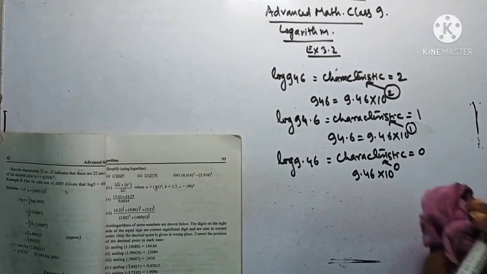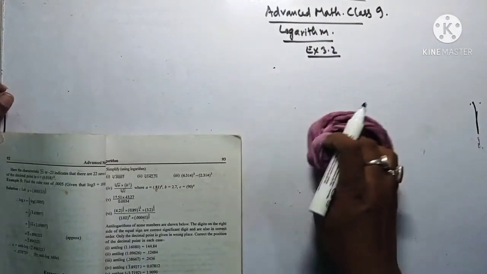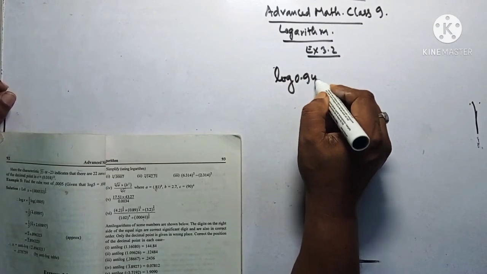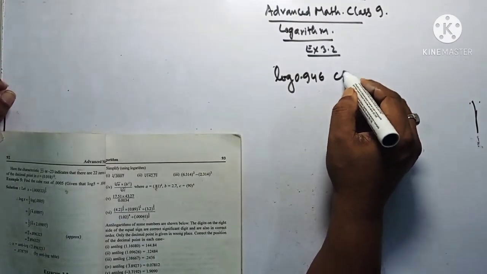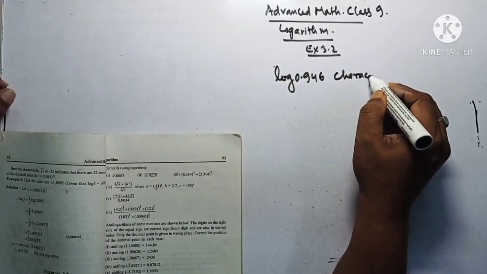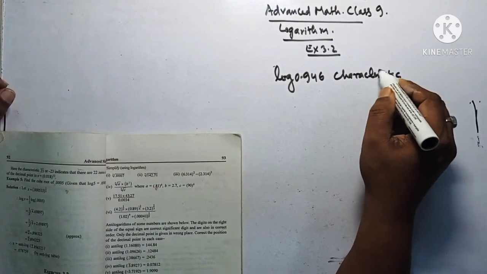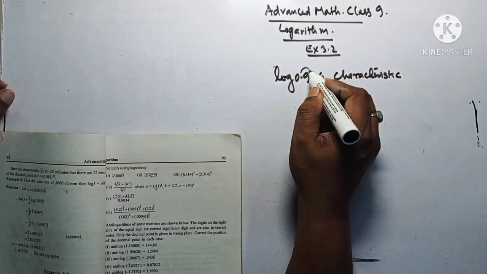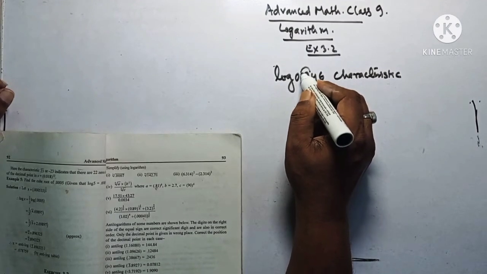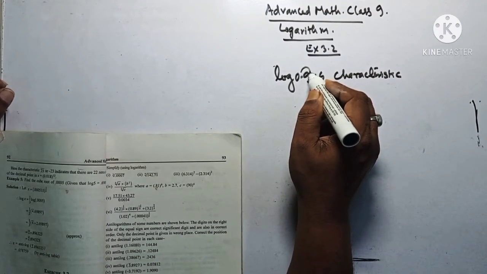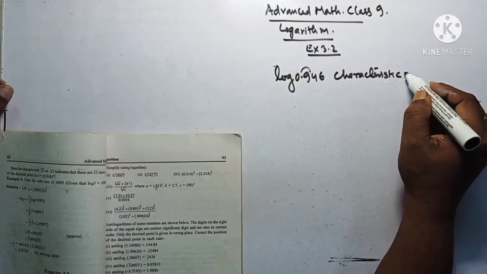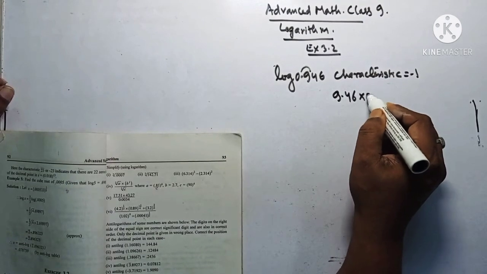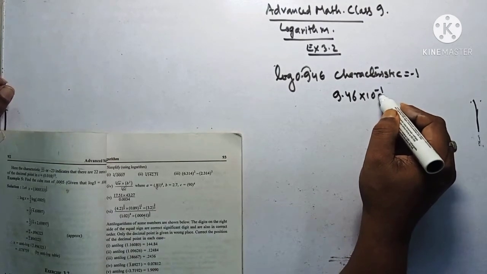Now let me take some more examples to make it clearer. Let me take log 0.946. Here your characteristic will be found by shifting the decimal to the first non-zero position. The decimal shifts one place, so your characteristic will be minus 1. In standard form, you can write 9.46 into 10 to the power of minus 1. So this minus 1 is your characteristic.